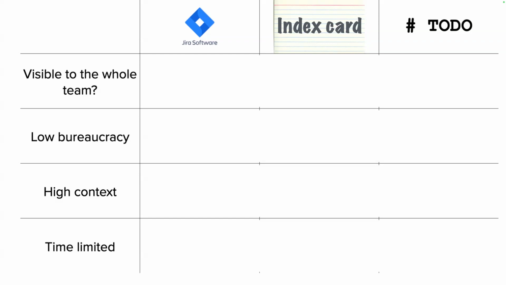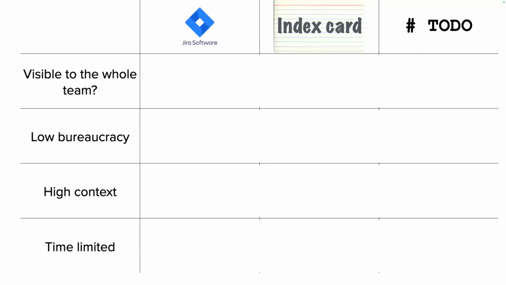But I think you also want low bureaucracy. An index card is super low bureaucracy, right? I just pick up the card, pick up my pen, and write it down. Obviously, at the other end of the spectrum is adding a ticket into your tracker system, or adding a task to it. That really is going to break you out of the flow, having to go off and do that.